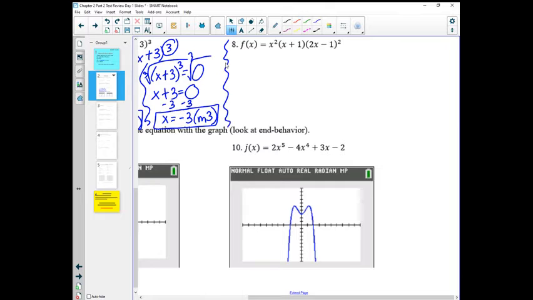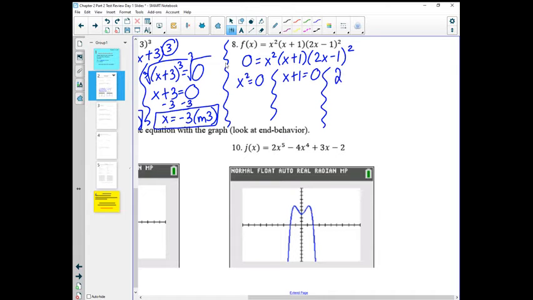On question 8, I'm going to do the same thing. Set the entire function equal to 0 and solve for x. This one has also already been factored for us. So I'm just going to split each factor apart and set each factor equal to 0 to solve for x.